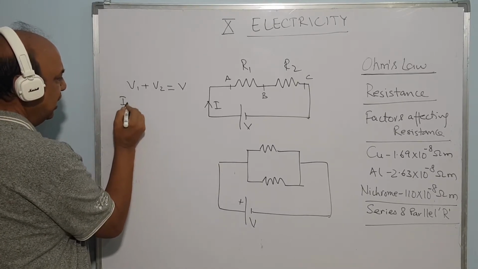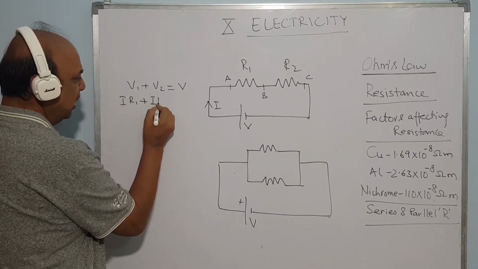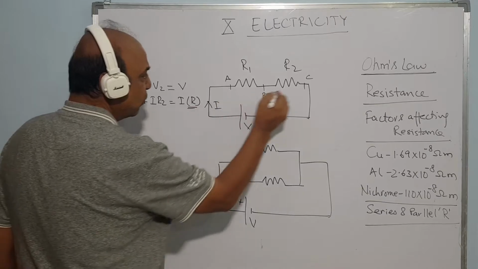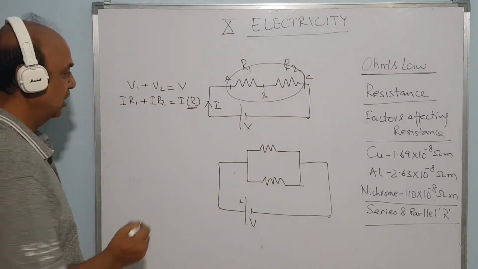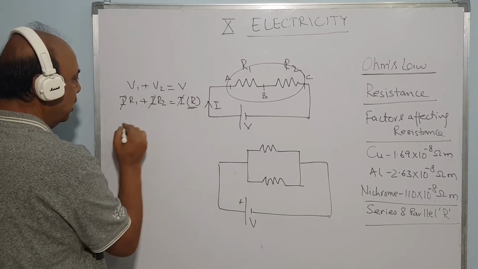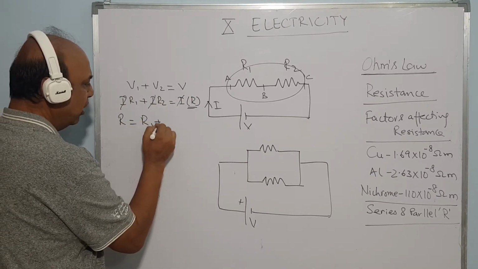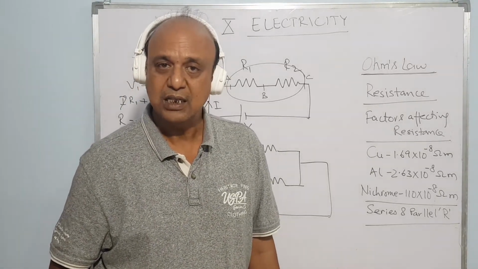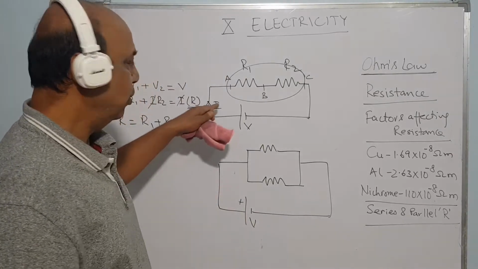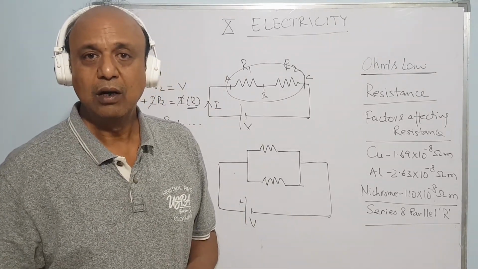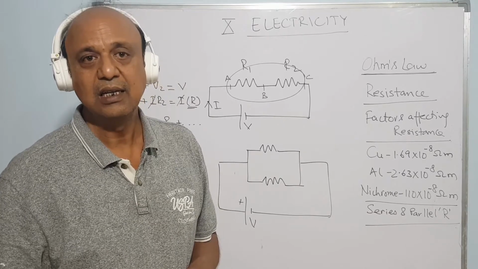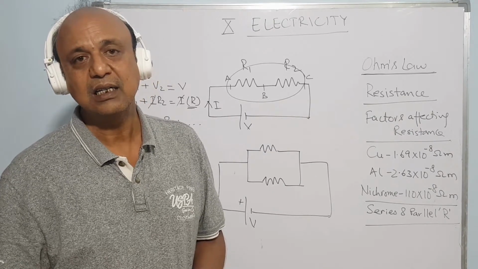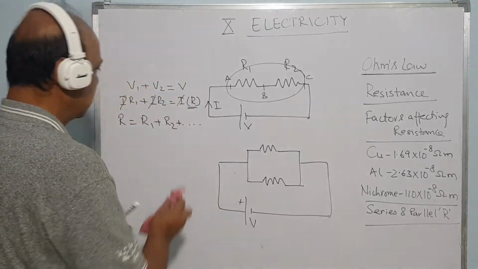That means I into R1 plus I into R2 is equal to I into the resultant resistance of these two resistances in series. I can remove I as common. So R is equal to R1 plus R2 plus so on, depending upon how many resistances are in series. So, how to find the equivalent resistance of resistances connected in series? It is a simple summation of all the resistances, and that is the value of the resultant resistance.